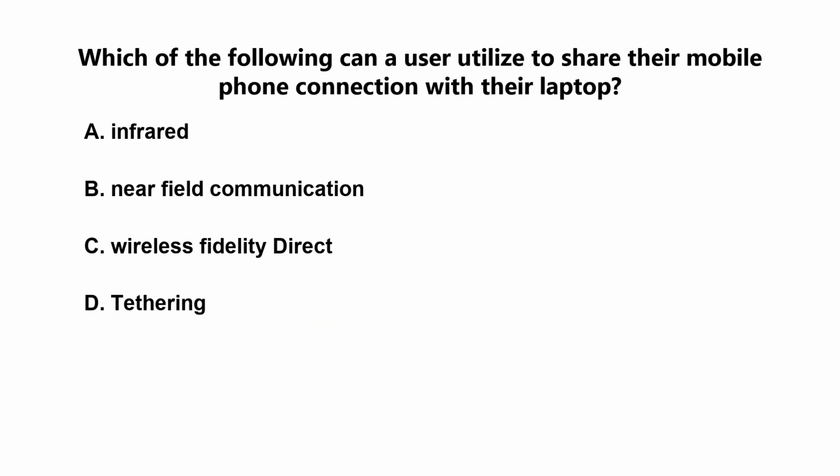Question 15. Which of the following can a user utilize to share their mobile phone connection with their laptop? Option A. Infrared. Option B. Near-field communication. Option C. Wireless fidelity direct. Option D. Tethering. The correct answer is option D. Tethering.